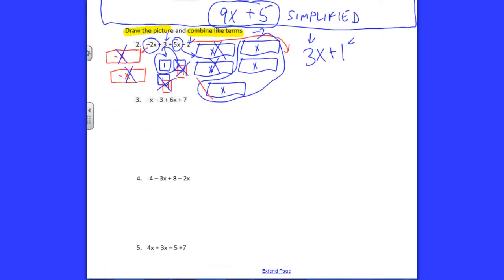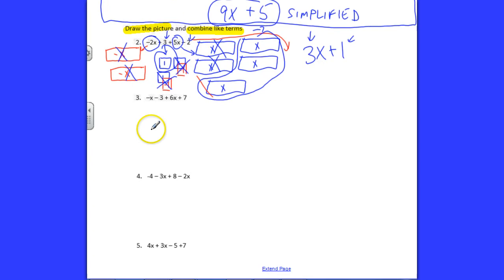Okay. So let's try number 3 here real quick. If we're going to create this picture for number 3, we have a negative x. So I'm going to bring in a red negative x. Then we have this negative 3 right here. That means we have 3 negative 1s right there. Negative 1, negative 2, negative 3.